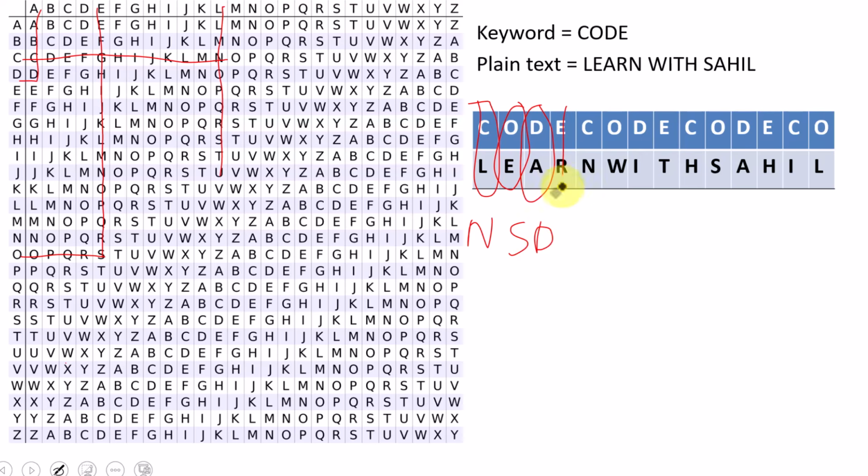Then the next one, R and E. We get R from here up to E, so that is V. Then N and C, so N up to C, that will be P. W and O, W up to O, so that will be K. I and D, I up to D, again that will be L. Then T and E, T from here and E from here, so that will be X.